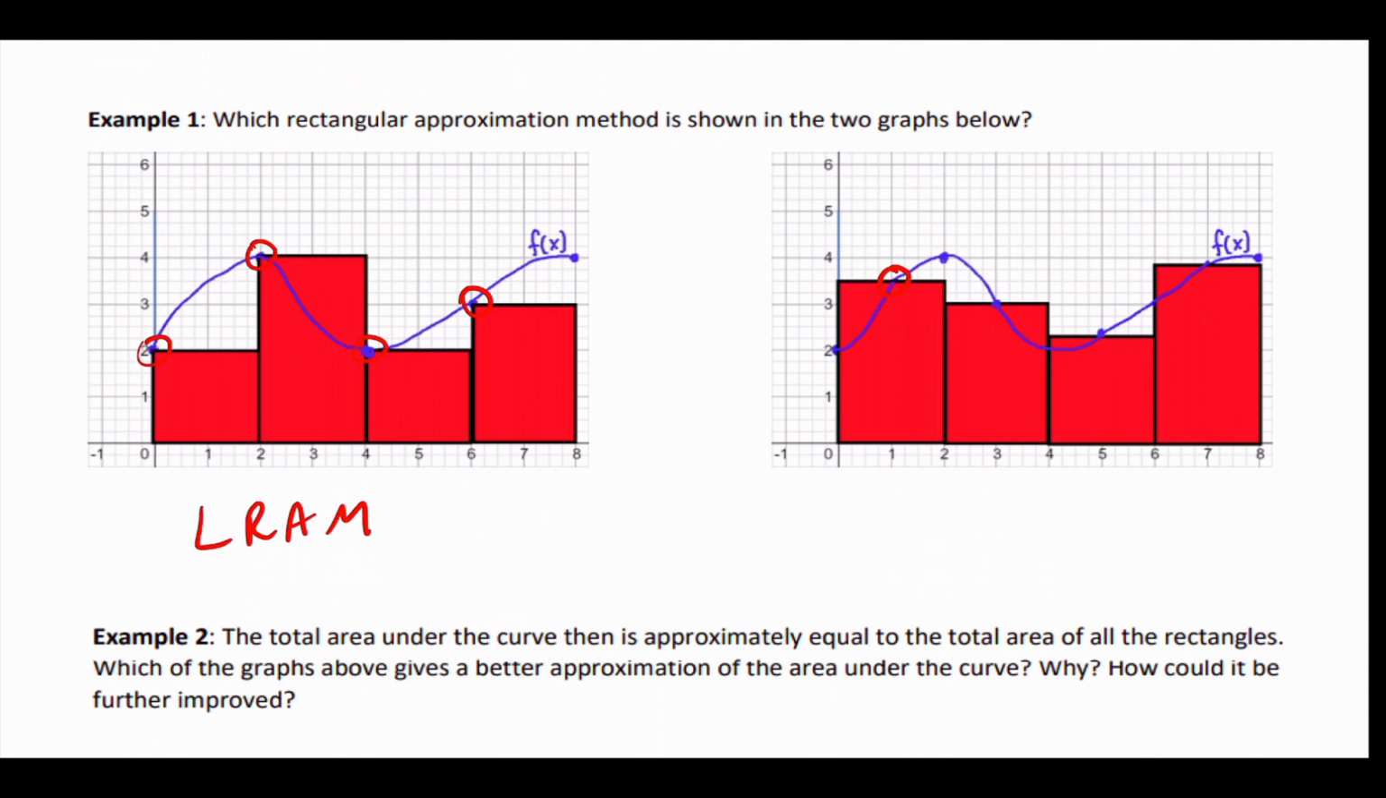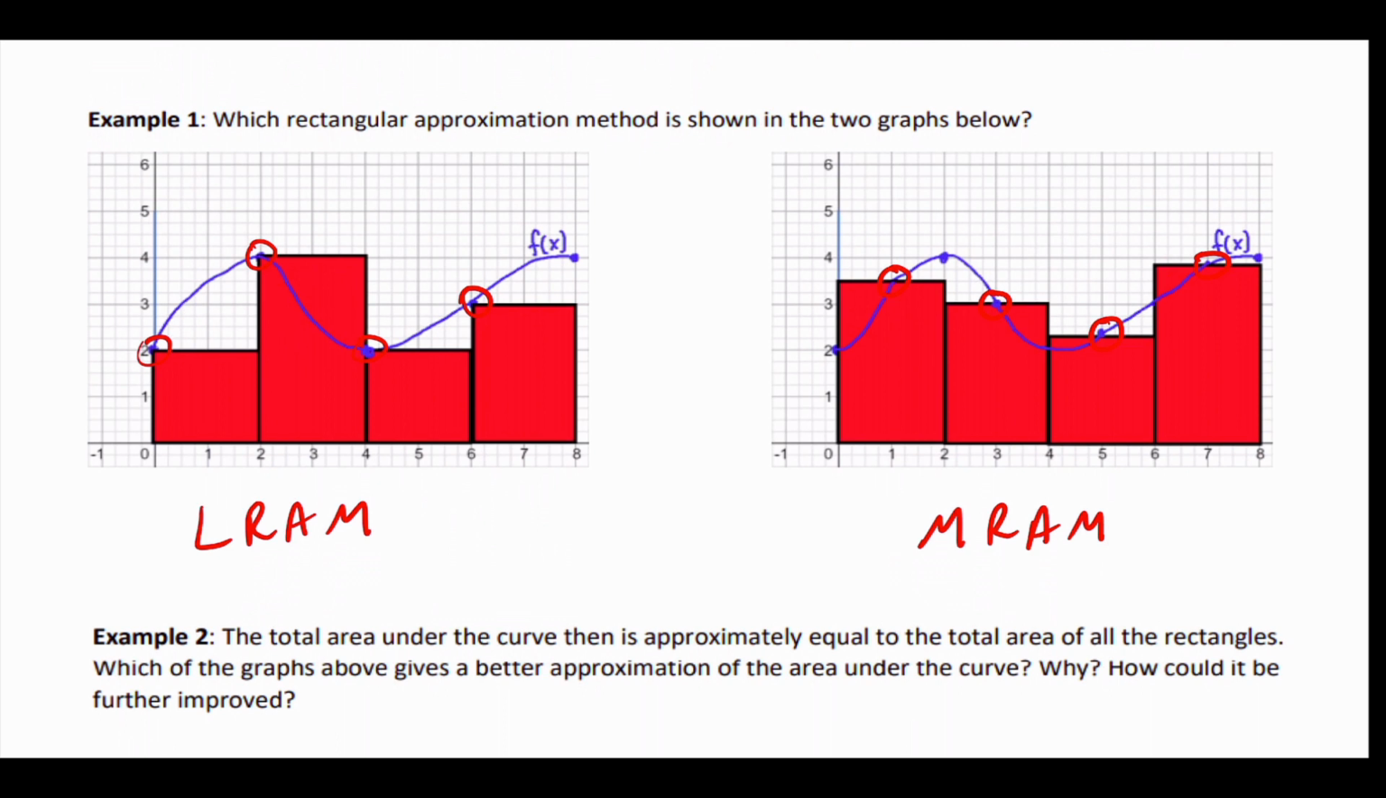The middle, right? The middle here. That's an example of MRAM. Okay? The total area under the curve is then approximately equal to the total area of all the rectangles.